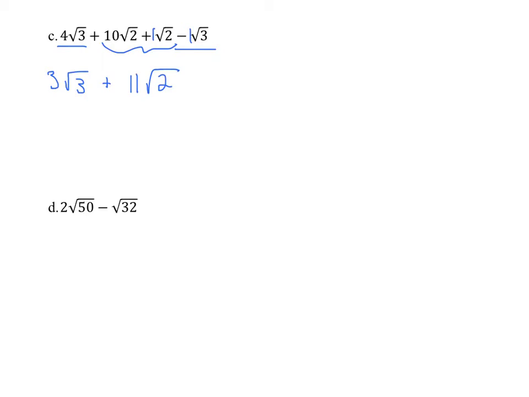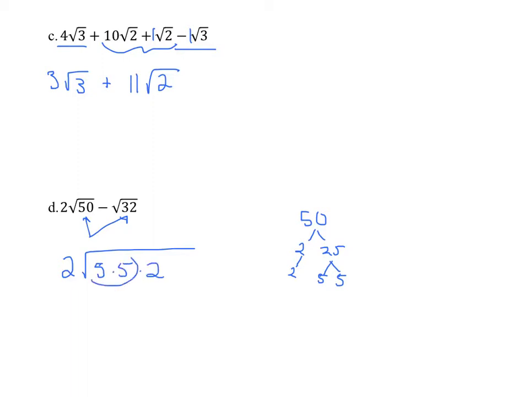Now we look at D. Well, I can't do anything with it. But I really can, because both of these are not simplified. So I need to simplify first. So it's 2 square root of 50. Well, over here I can do 50 is 2 times 25. 25 is 5 times 5. So I do 2, 5 times 5 times 2. This 5 comes out as a single 5. Oh, but I already have a 2 in front. But they're connected by multiplication. So this is 10 square root of 2.